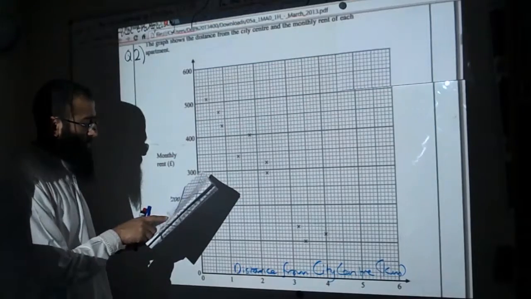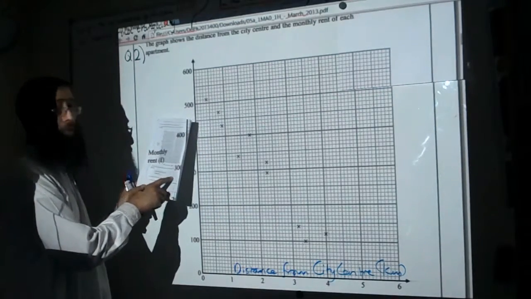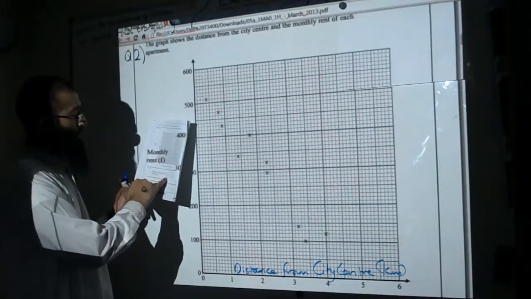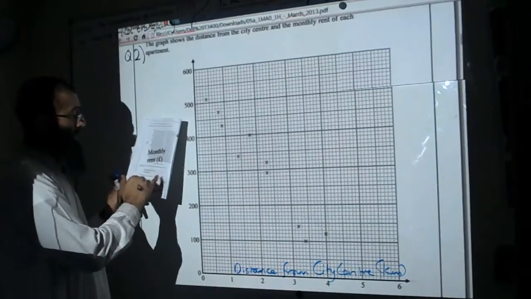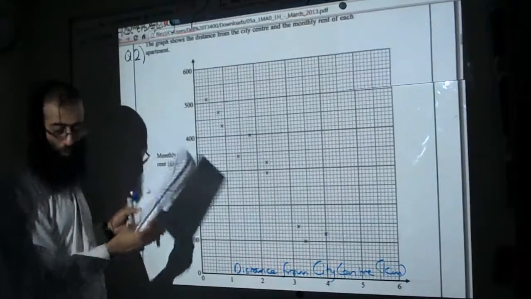So we have the table that shows the distance from the city centre. We have two values to plot. The distance from the city centre is 2, and the monthly rent is 250, to plot onto our scatter graph, and 3.1 for 190. I can't move the table up, otherwise I'll lose the graph, so I'll have to just give those to you verbally.